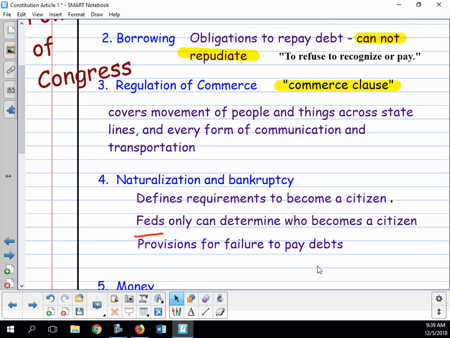All right, moving on. This has to do with the provisions for failure to pay debts, which has to do with bankruptcy. Debtor's prison is no longer available. And so what's now available is the idea of bankruptcy, meaning these are the provisions. If you cannot pay your debts, how can this then be resolved? And this is known as bankruptcy.